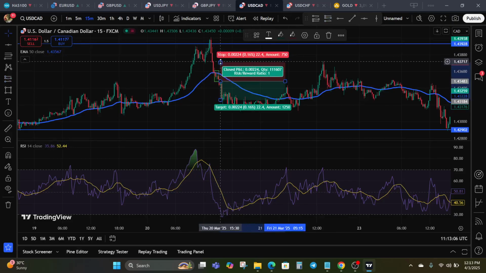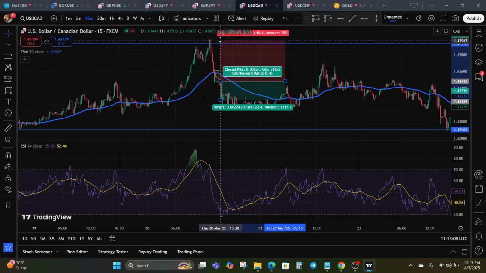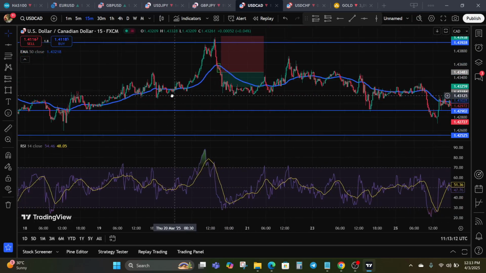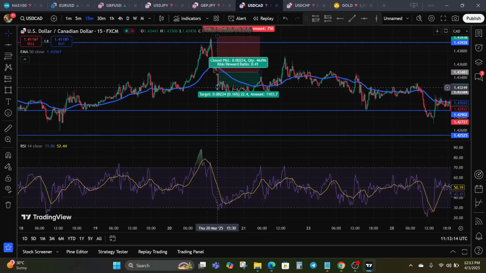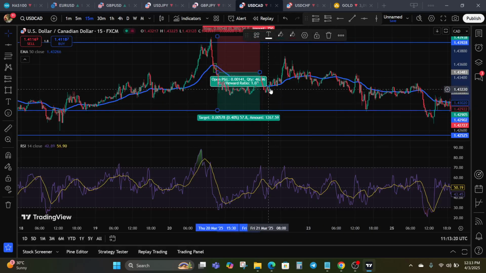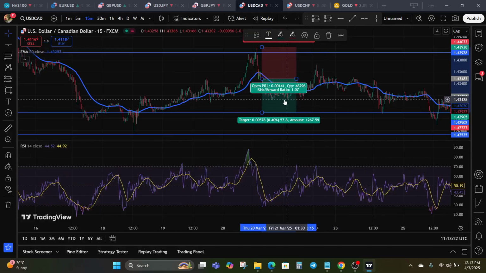Once you do that, you can set your stop loss above the resistance level, and your take profit at the nearest support level. But make sure that you have a good risk to reward ratio. For example, this trade is not a good one because our risk to reward ratio is poor.